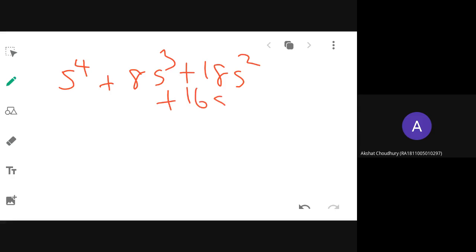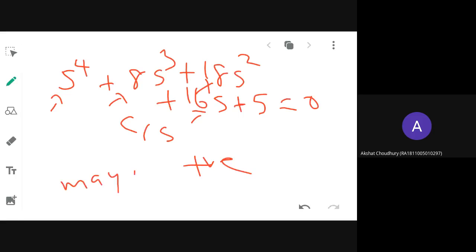The given polynomial is s to the power 4 plus 8s cubed plus 18s squared plus 16s plus 5 equals 0. This is your given characteristic equation. First thing is you will check the coefficients' nature. What is the nature of the coefficients? All are positive. Then you will write system may be stable. Then you will further check by forming the Routh array.